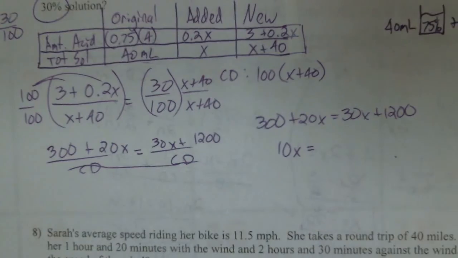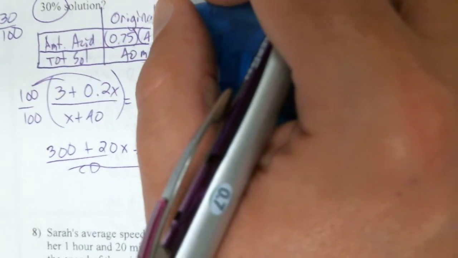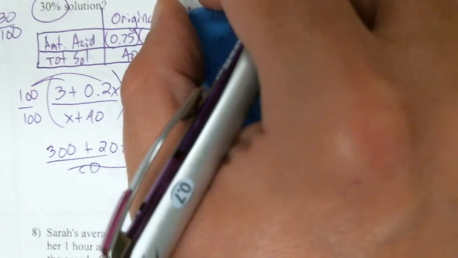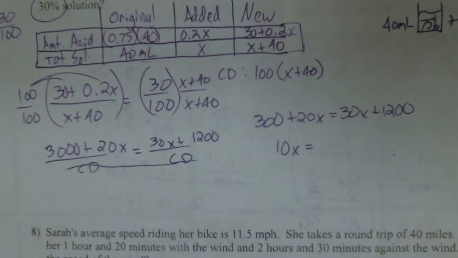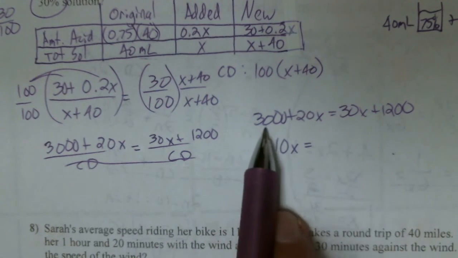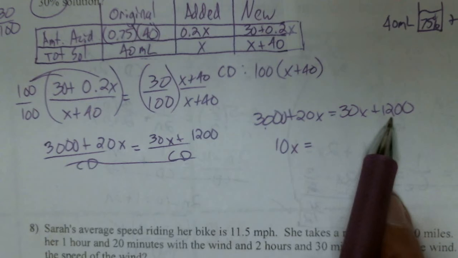Oh, I made a mistake, guys. I'm sorry. Y'all are probably screaming at the video right now. That's supposed to be a 30 instead of a 3, because it's 75% of 40 milliliters, which is 30 milliliters. So that should be a 30, which means that should be a 3,000. Okay, sorry about that. Okay, so 3,000 plus 20x equals 30x plus 1,200.